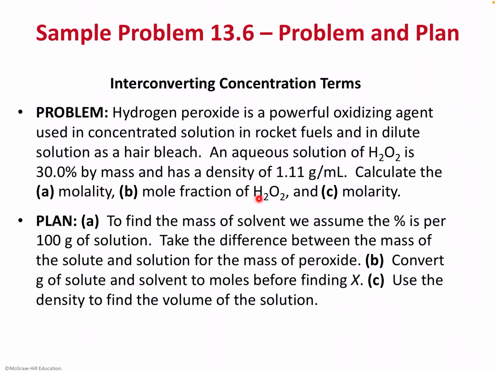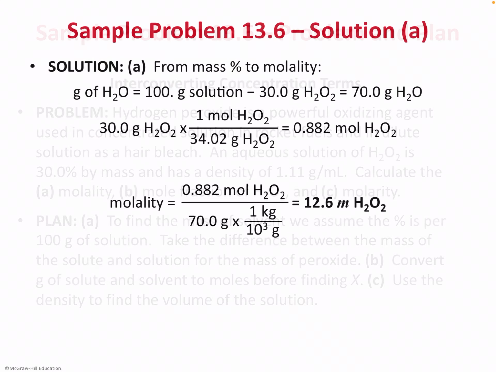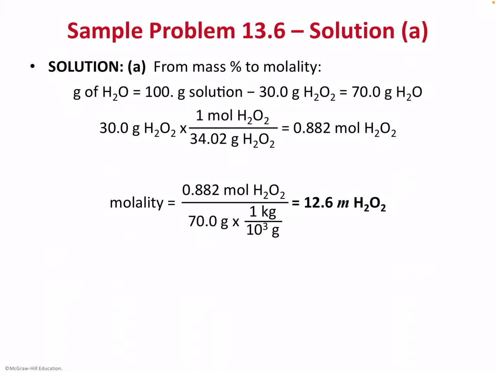B, mole fraction. Mole fraction would be the number of moles of H2O2 divided by the number of moles of H2O2 plus the water. We can do that too. And then the molarity, again, number of moles over the volume. We can use the density to find the volume of the solution. Okay, easy. So the grams of the water would be 100 minus 30, 70 grams. This is for solution A.